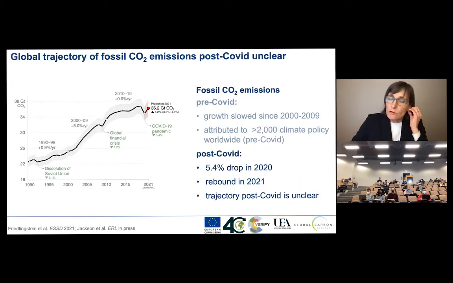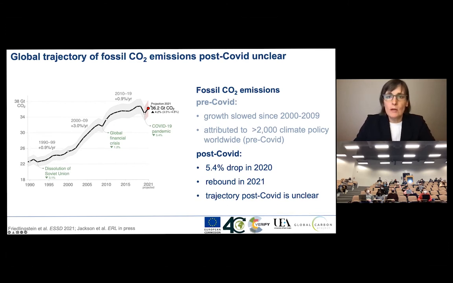So now post-COVID, so we had COVID. I will go into a lot of detail in a minute on what happened during the COVID crisis to CO2 emissions, but I do want to give the numbers straight away, which is that during the COVID crisis itself, 2020, when we had the biggest lockdown, the emissions dropped by 5.4% in 2020, and they have rebounded already in 2021.